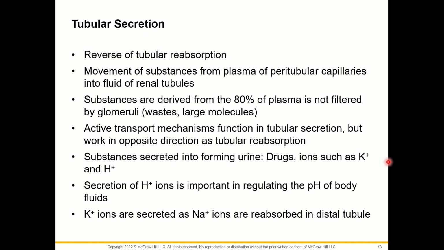our body. So active transport mechanisms function in tubular secretion, but they work in the opposite direction as tubular reabsorption. Substances secreted into forming urine include drugs, ions such as potassium, and hydrogen ions. The secretion of hydrogen ions is important in regulating the pH of body fluids. Potassium ions are secreted as hydrogen ions are reabsorbed in the distal tubule.